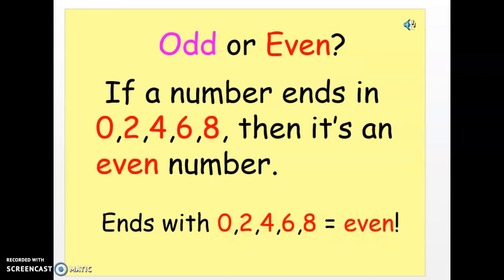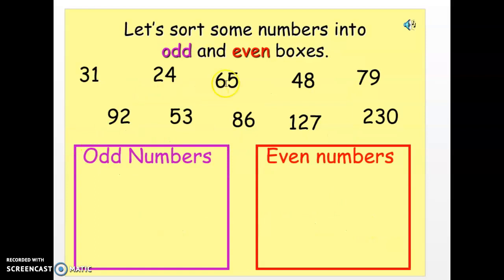even numbers. Let's see. Let's sort some numbers into odd and even boxes. So I have 31, 24, 65, 48, 79, 92, 53, 86, 127, 230. Remember, the rules say you check which figure the number ends in. So here is number 31. Can you try and pause the video and try to sort it out, then check what we are doing.